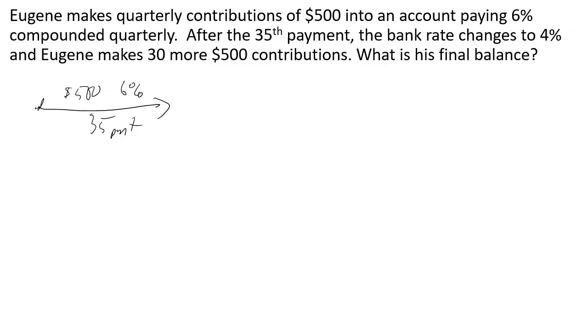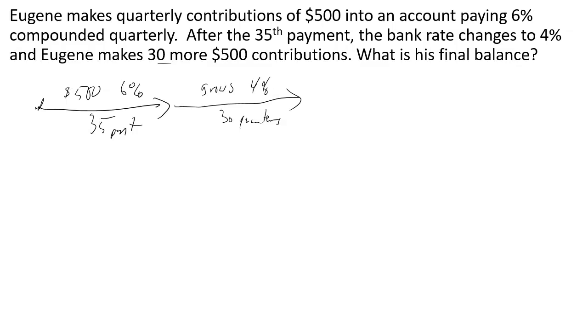Now, when the rate changes, what's going to happen to the money that's already there? Well, the money that's already there is going to continue to grow. But that money's already there. We can't use the same savings annuity formula calculation that we're using over here for the rest of the contributions because the rate changes. So we have to think of this as that money now just grows at 4% for 30 quarters, the equivalent time of 30 more contributions.